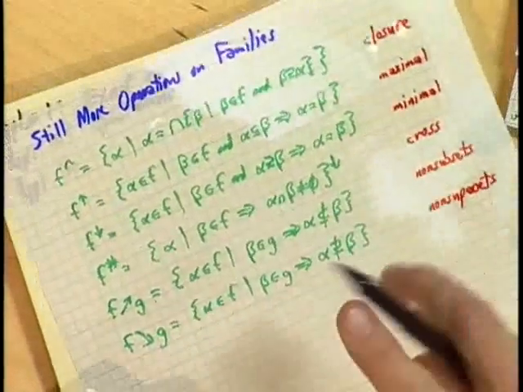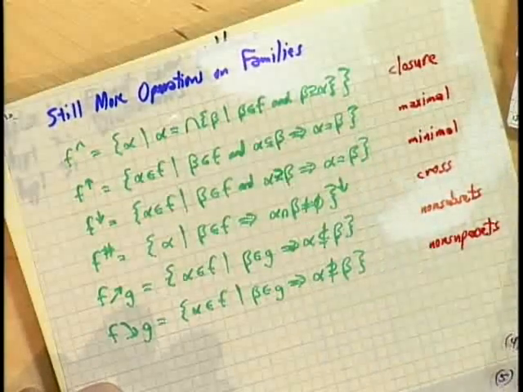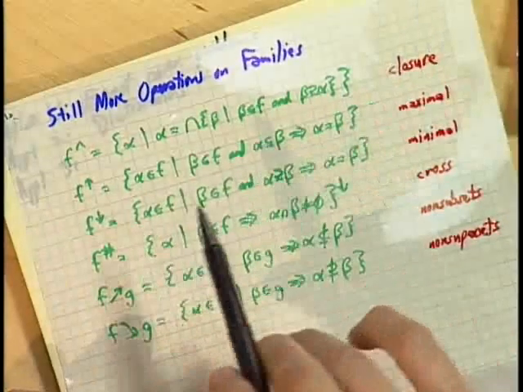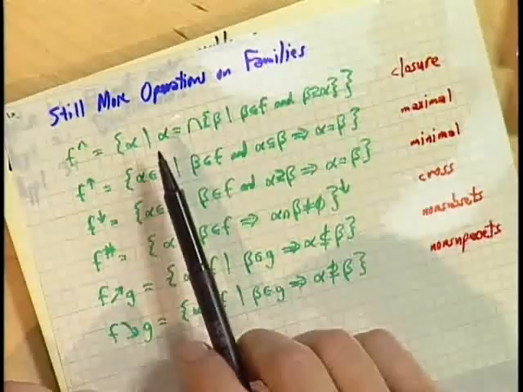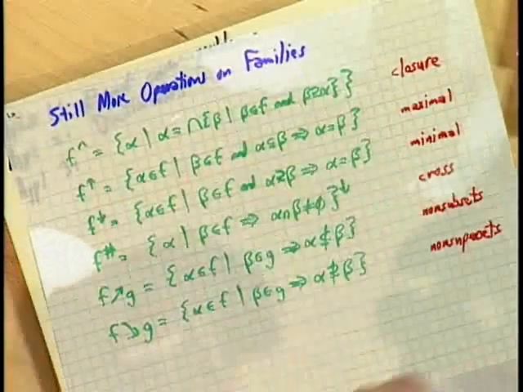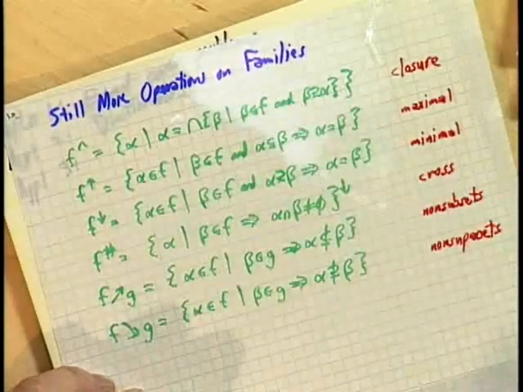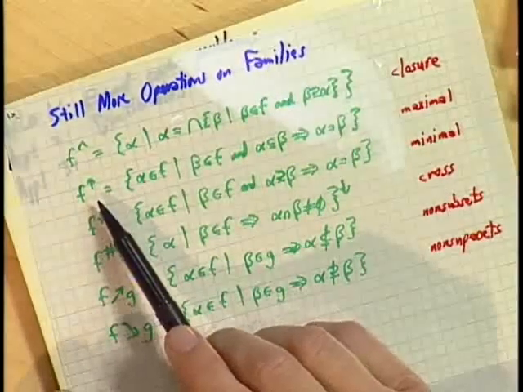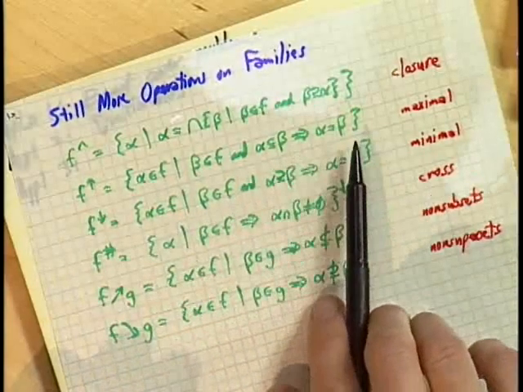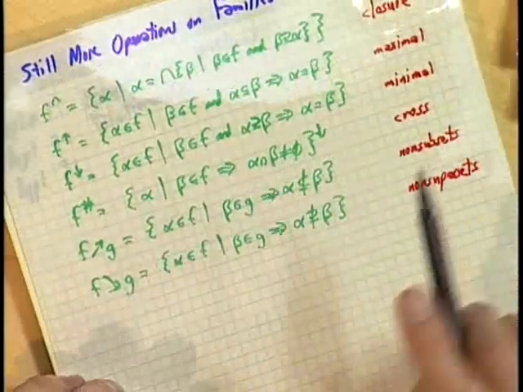So still more operations on families. We have the closure, and these are things that there's so many people working with families of sets in different parts of combinatorics. So we talk about the closure, the set of all intersections that you can get. Anything that you can get by any number of intersections, not just two, but three intersections and things like this. We can ask for the maximal elements of a family, those that aren't contained in any other set of the family. We can ask for the minimal elements of the family. The cross elements, that's too hard to explain.